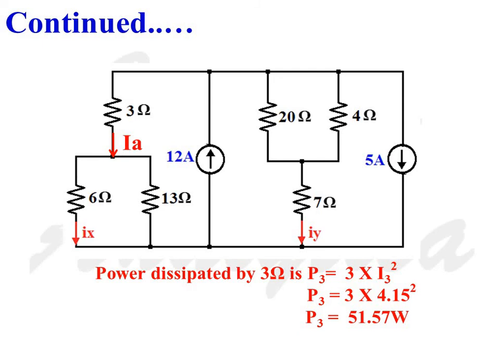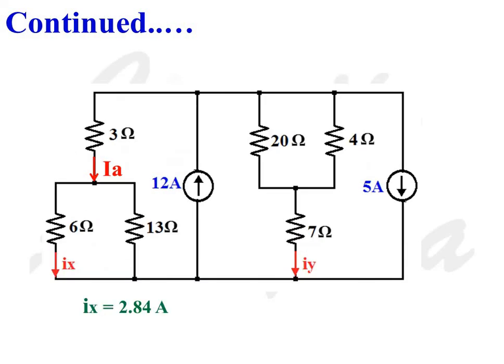Now power dissipated by 3 ohms resistance is P3 is equal to 3 into I3 square. So P3 is equal to 3 into 4.15. So current flow through 3 ohms resistance is equal to Ia and Ia is equal to 4.15 ampere. So we will get power dissipated by 3 ohms resistance is P3 is equal to 51.57 watts.